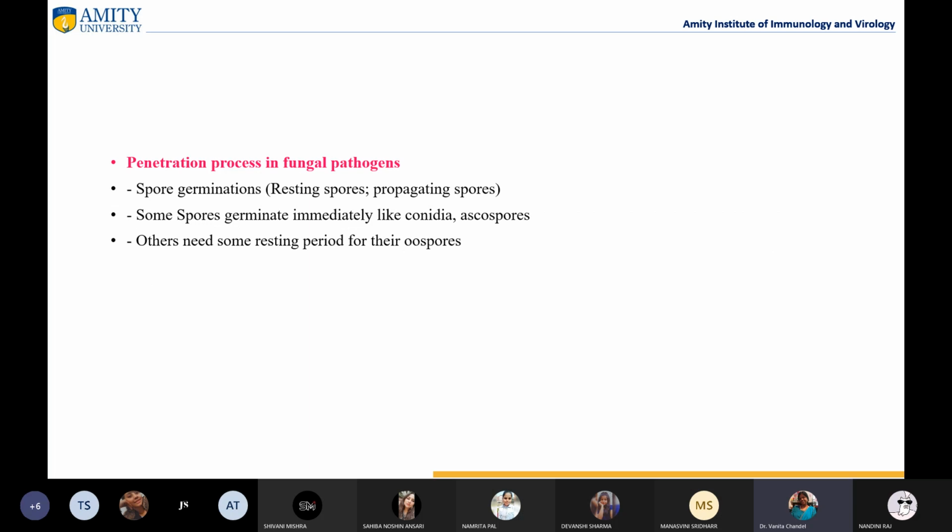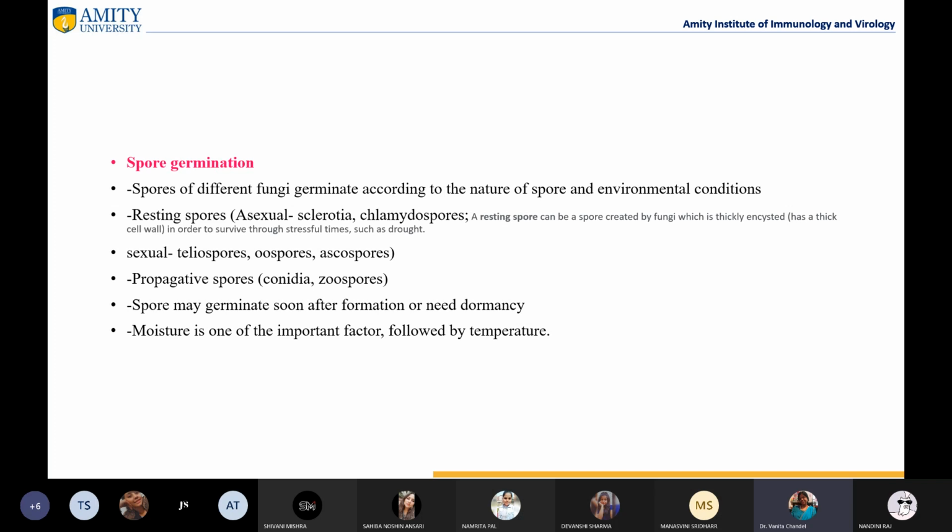Then we have the penetration process in the fungal pathogens. First, the spores are going to germinate. Some spores germinate immediately, like conidia and ascospores, they germinate directly. They don't wait. Others need some resting period, like oospores. So some time is required by some spores, right? So spores of different fungi germinate according to the nature of the spores and the weather or environmental conditions which are present.